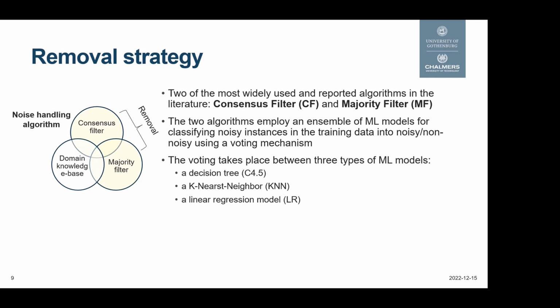So the two removal strategies that we use are a consensus filter and a majority filter. We picked those because they're among the most widely used algorithms reported in the literature. They rely on an ensemble of three classifiers: decision tree, k-nearest neighbor, and linear regression model. Based on some voting mechanism, an entry in the data set will be tagged as either noisy or not noisy.